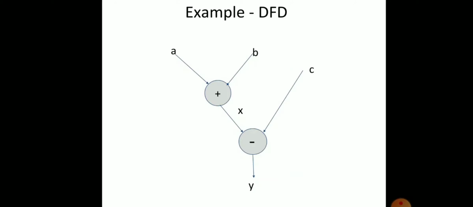This x is fed into the next process, minus, along with an input variable called c. Then the operation minus takes place and y equal to x minus c is the output we are getting here. Here the operations are plus and minus. They are represented using blocks or circles. A, B, C, X are the input variables that we are feeding in and Y is the output variable. They are represented by the inward and outward arrows.